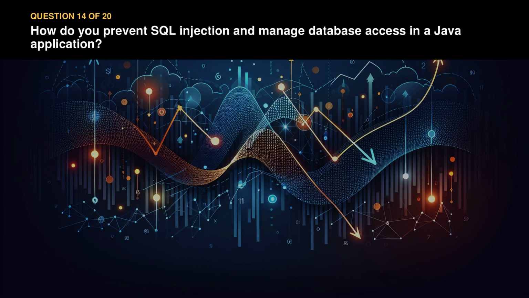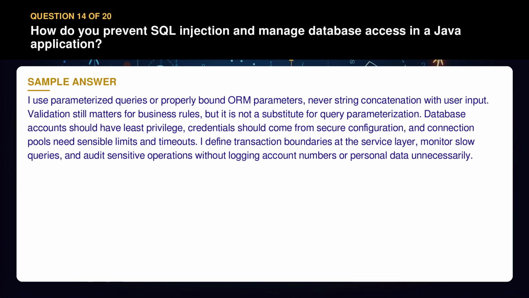Question 14. How do you prevent SQL injection and manage database access in a Java application? I use parameterized queries or properly bound ORM parameters, never string concatenation with user input. Validation still matters for business rules, but it is not a substitute for query parameterization.